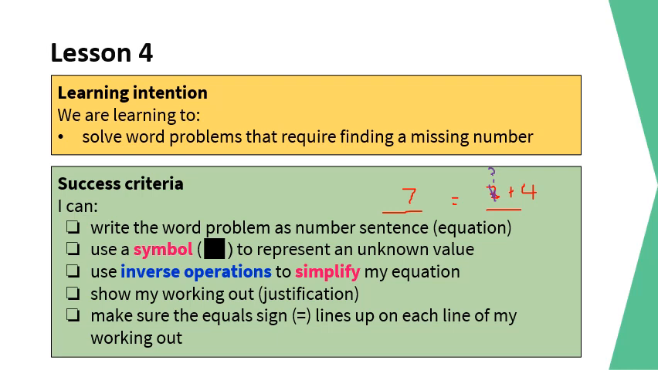The first thing to do this correctly is you need to be able to write the word problem as a number sentence or an equation. That's the very first thing. You want to make sure that your word problem is accurately represented using numbers and symbols as a number sentence. Then you want to use a symbol. Now today we're going to be using this black square to represent an unknown value. Now in the other lessons and activities this week, we've just kind of left a space there. But today, I think it's going to be more useful to use this black square. That's our unknown value, which we will find at the end.